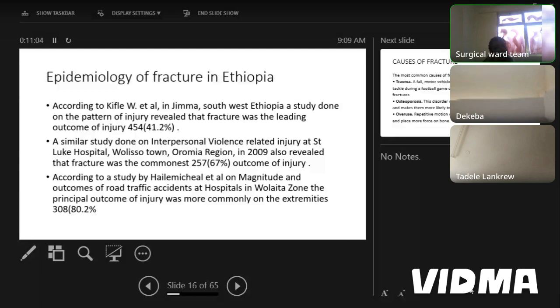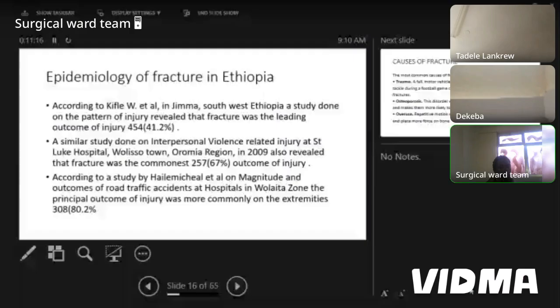And also according to a study by Haile Mikhail et al. on the magnitude and outcome of road traffic accidents at a hospital in Wolaita Sodo, the principal outcome of injury was more commonly on the extremities.